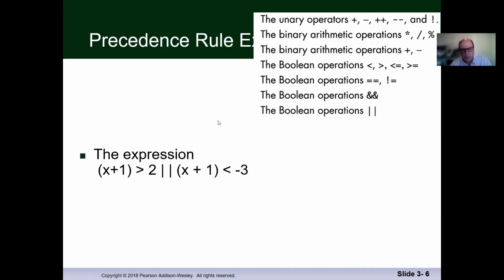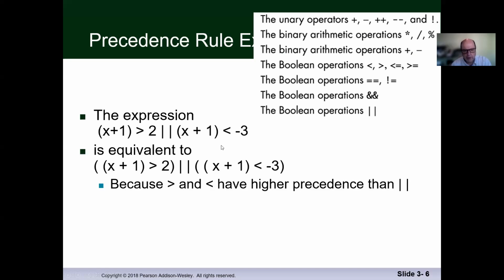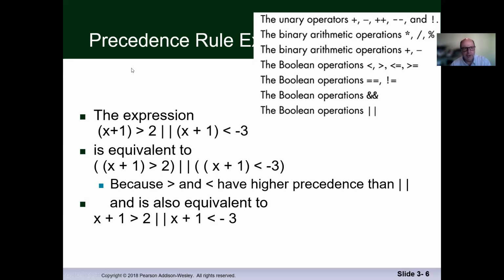So we are looking at this expression: x plus 1 greater than 2, x plus 1 less than minus 3. We have some parentheses and some operators between them. Now, this one and this one are exactly the same thing. And not only that, we have this one and that one. These are all exactly the same thing.